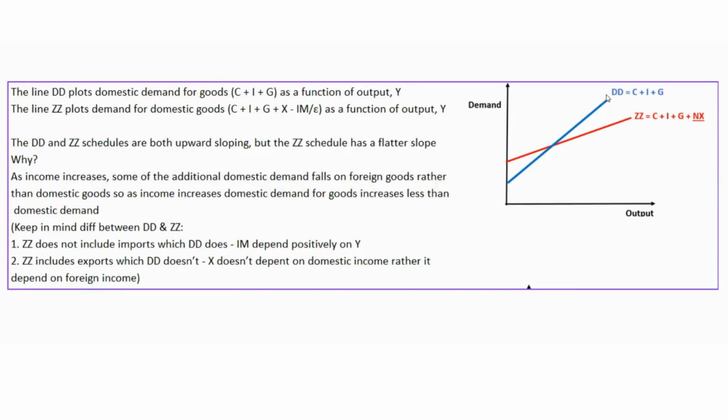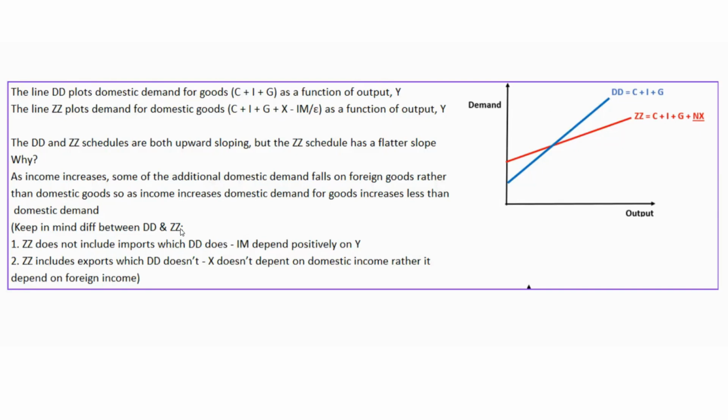Because the increase in the case of DD also incorporates the increase in imports that happens with income, but in the case of ZZ, we subtract out the increase in imports. So when income increases, the additional domestic demand that falls on foreign goods rather than domestic goods has been removed from ZZ. So the increase in ZZ is less than the increase in DD, because as income increases, we're removing the imports from ZZ. DD also incorporates the increase in imports that happens with the increase in income. So in that case, the increase in domestic demand that we're accounting for is higher.